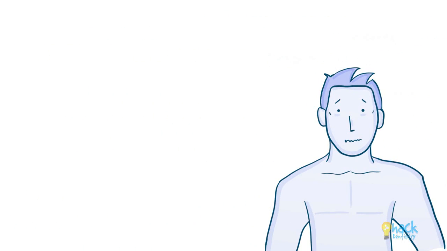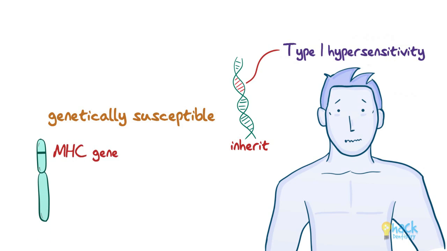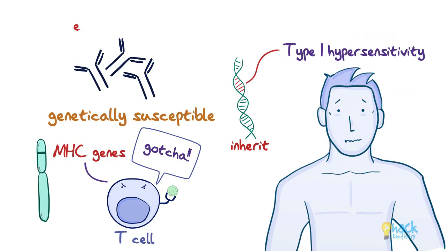Certain individuals are genetically prone to develop type 1 hypersensitivity reactions because they may inherit certain genes, making them susceptible to this exaggerated immune response. For example, they may inherit certain MHC genes, making their T cells capable of recognizing an allergen, or they may have abnormally high levels of circulating IgE antibodies, making them more prone to develop these reactions.